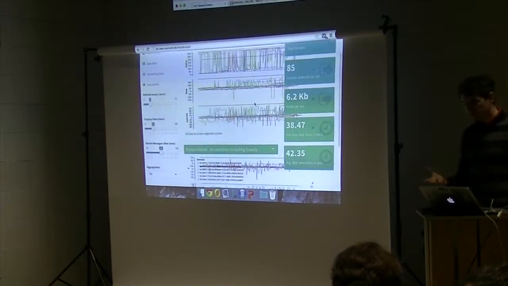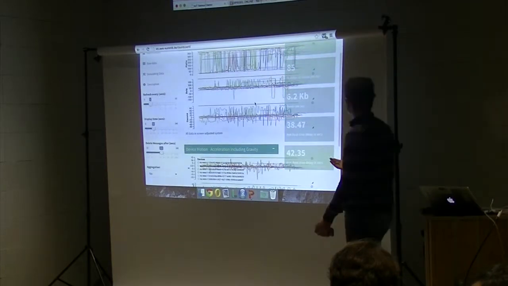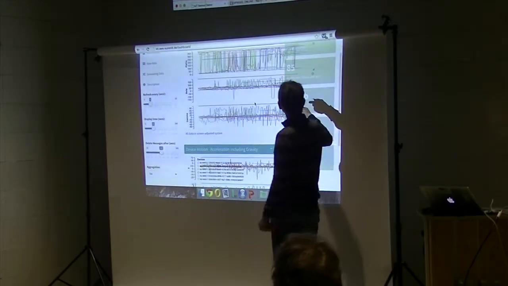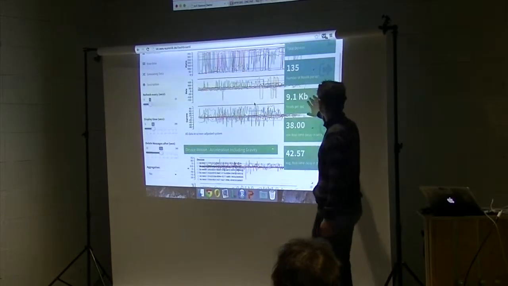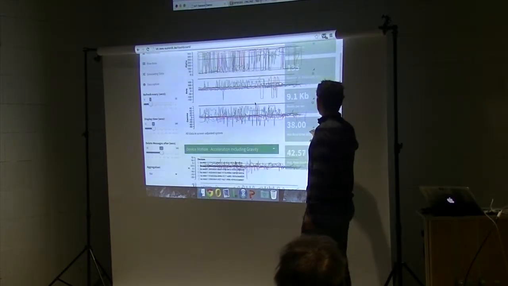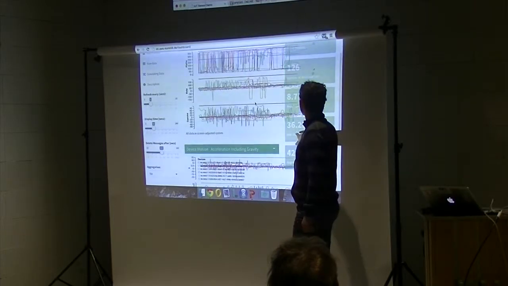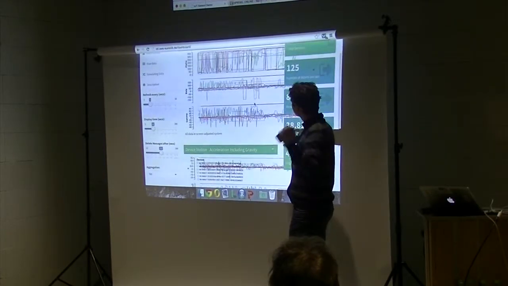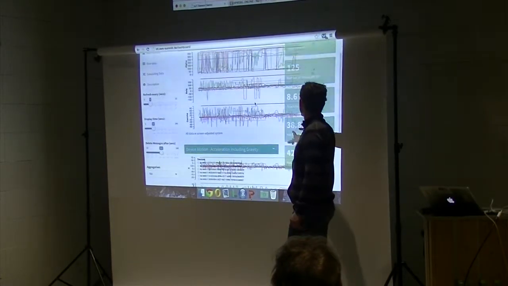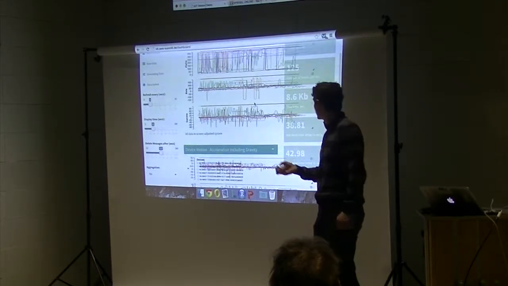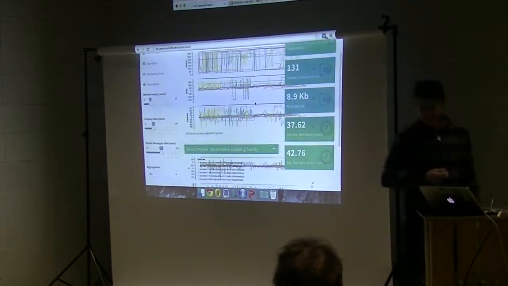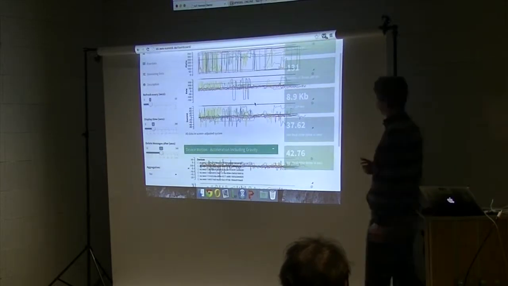Unfortunately we have a very bad internet connection. Here you can see the application is reading about 10 kilobytes per second, but the delay between the devices and the tracking of the system is 38 seconds, which is very bad.